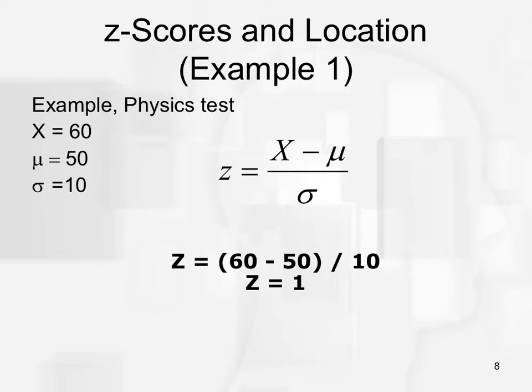So what you should have is 10 over 10, which would equal 1. So your final z would be 1. So for our example of the physics test, you would have a z-score of 1, which corresponds to a standard deviation of 1, which means that you are 1 standard deviation above the mean. So this would be a good score.